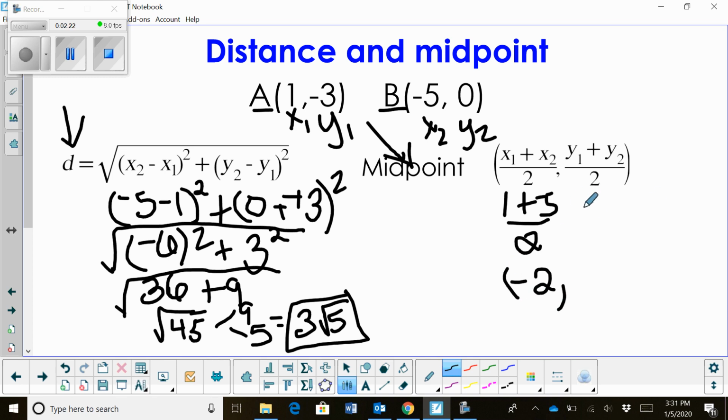And then my y coordinates, I'm going to take -3. I'm going to add 0. And divide that sum by 2, so that's just -3 halves, and that is my y coordinate. So the midpoint is at the point -2, -3 halves, which is also -1.5. So there's my distance and midpoint review.